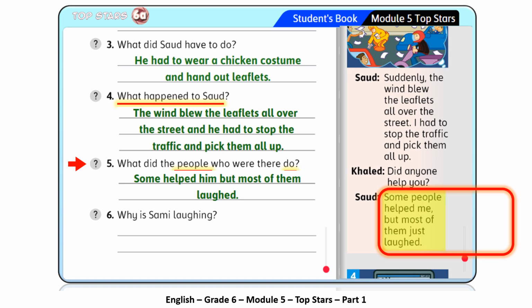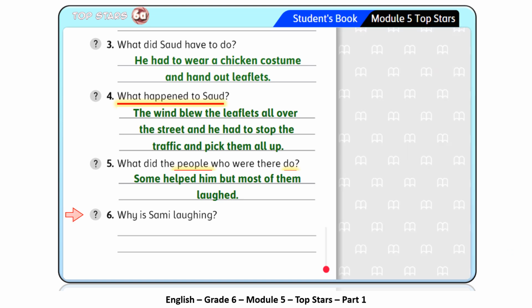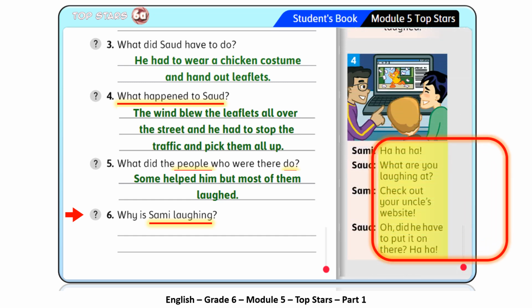And now it's time to check the answer for the last question. Why is Sami laughing? Sami, ha ha ha. Saud is asking, "What are you laughing at?" Sami, "Check out your uncle's website." Oh, did he have to put it on there? So the answer is because he saw a photo of Saud in the chicken costume.